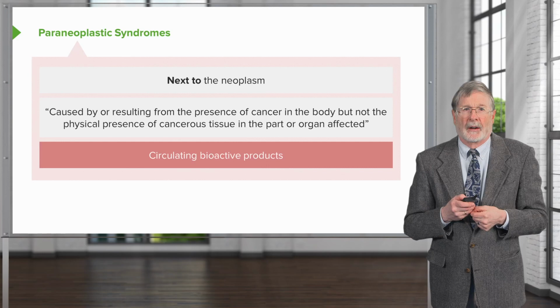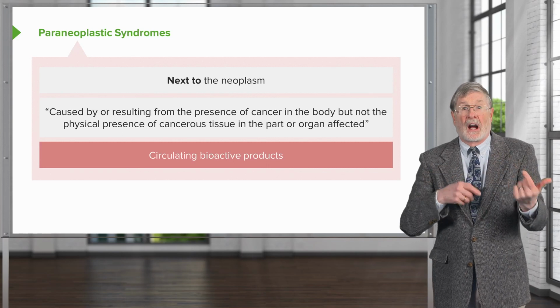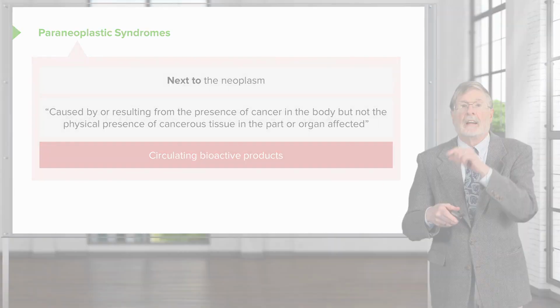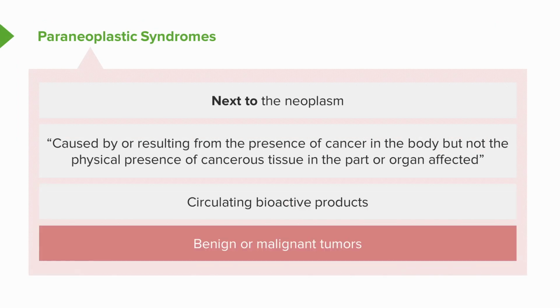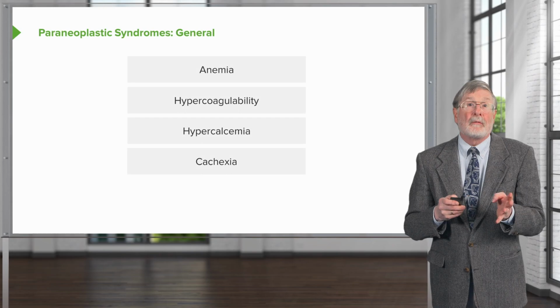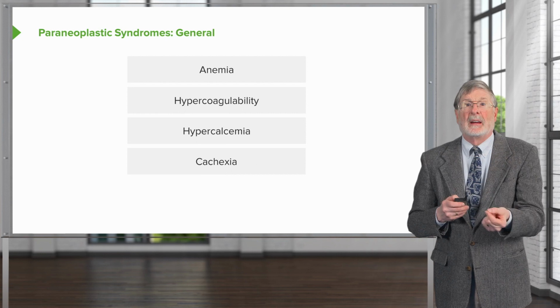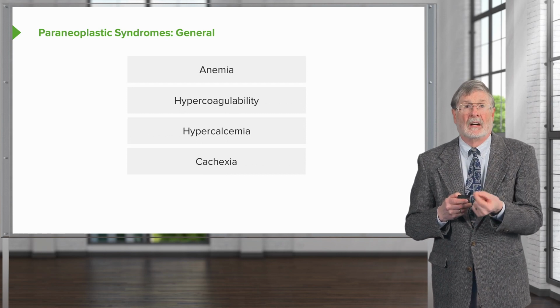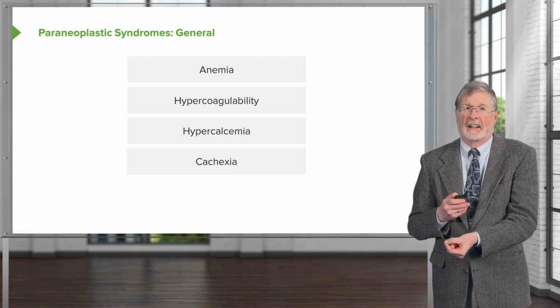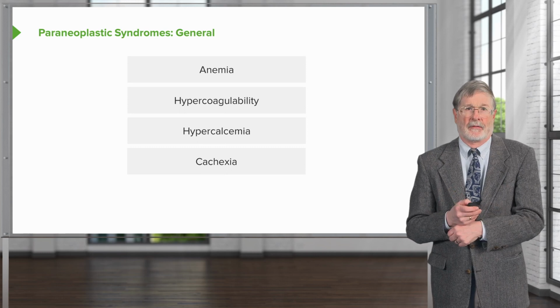Circulating bioactive products. There are several different kinds of paraneoplastic processes, and it's also important to know that they can come from both benign tumors that are not considered malignant and don't have a lot of genetic instability, but also from malignant tumors. And I'll try to emphasize both as we go through this. So there are 4 general paraneoplastic processes that we're going to be talking about. There's anemia, there's hypercalcemia, hypercoagulability, and cachexia. And we'll cover these each in turn.